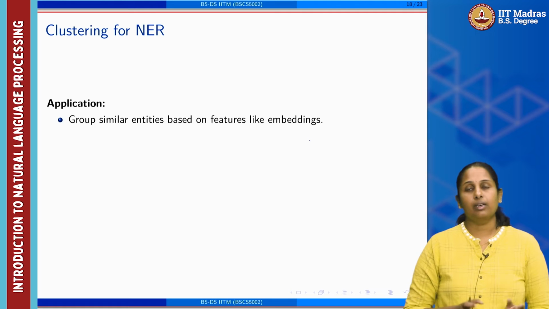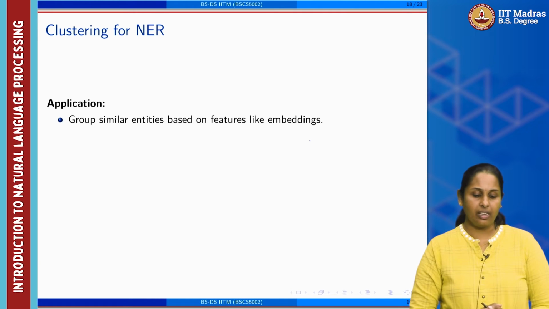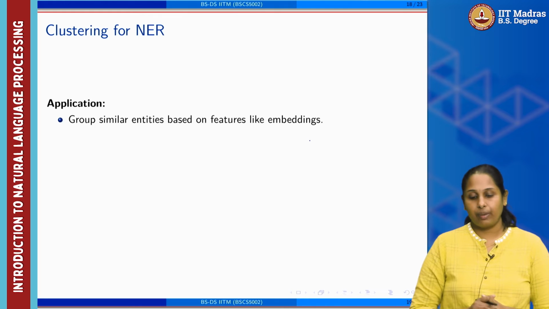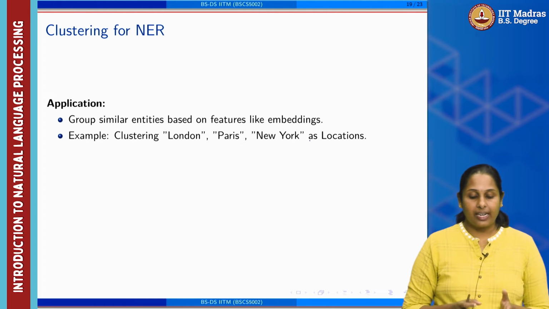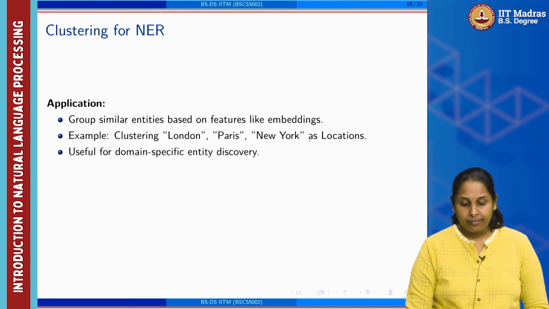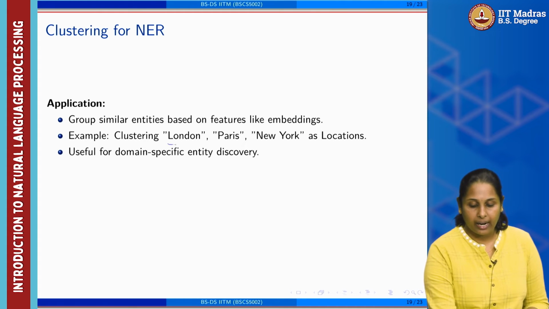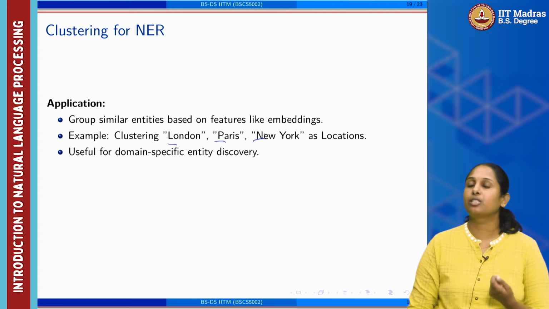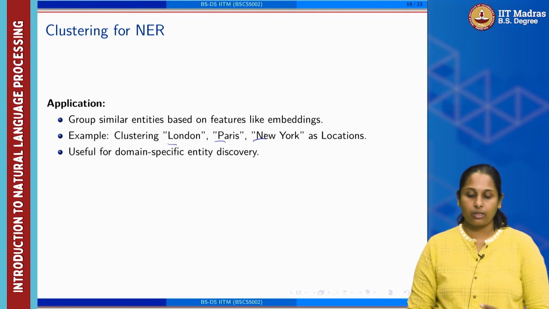Similar to POS tagging, NER also benefits from clustering. It groups similar entities based on features like embeddings. For example, clustering London, Paris and New York as locations is our aim. This can be done through features like capitalization and the syntactic environment they are used in, before clustering them as locations.